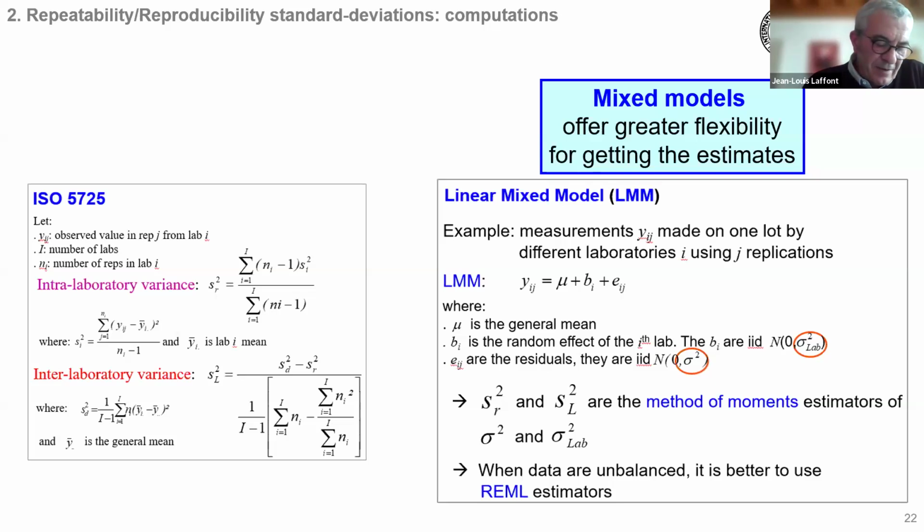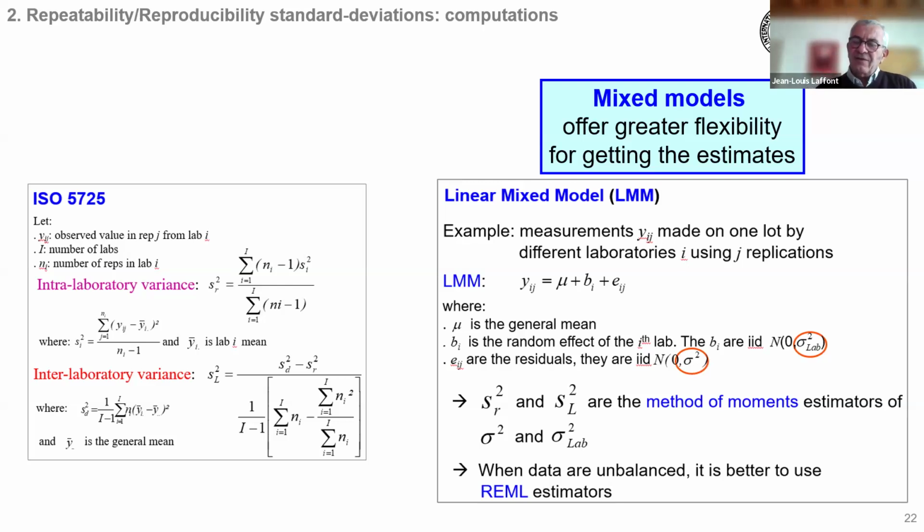This technology is implemented in many commercial software or free software like R. And we have used this technology to develop an application in R for the analysis of germination interlaboratory studies. The benefit of using a mixed model is that it can work on unbalanced data sets, that is, data sets with missing values, and you can still estimate correctly the repeatability and the reproducibility standard deviation.